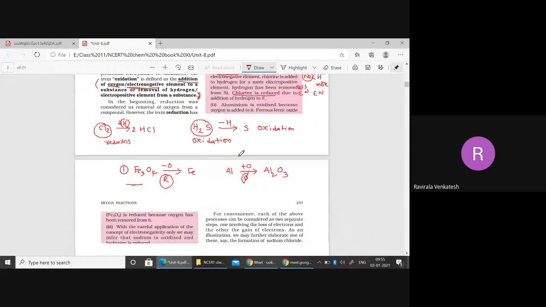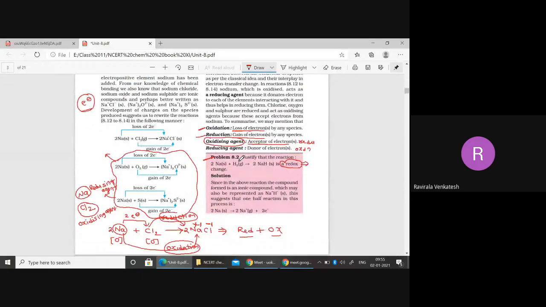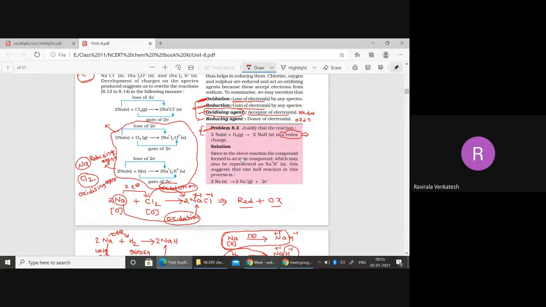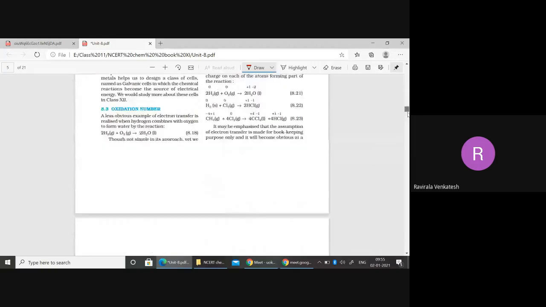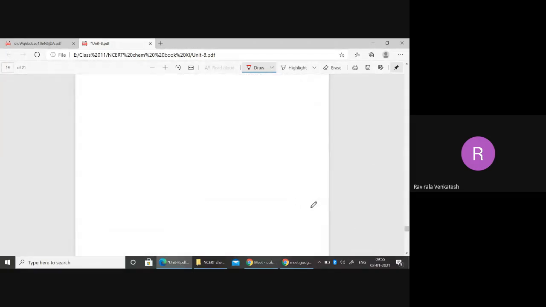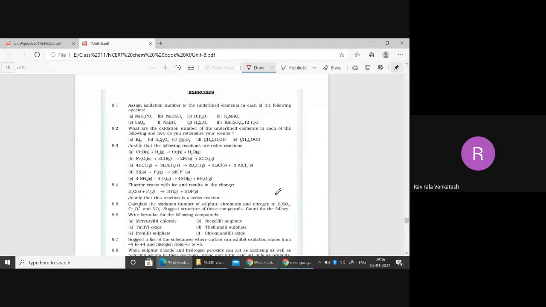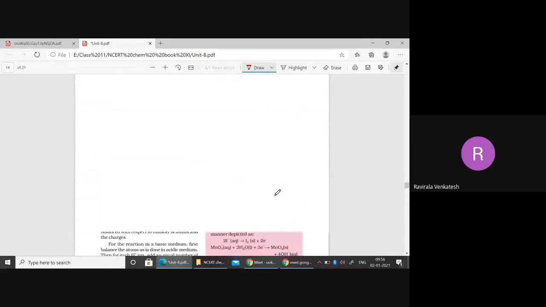Take problem 8.1 in your notebook. After that, what is oxidation in terms of electrons? In terms of electrons, what is reduction? What is oxidizing agent? What is reducing agent? All definitions you write in the notebook. Then do problem 8.2. Same, note it down in the notebook. Here you have to identify oxidizing agents and reducing agents. So this is the work today.